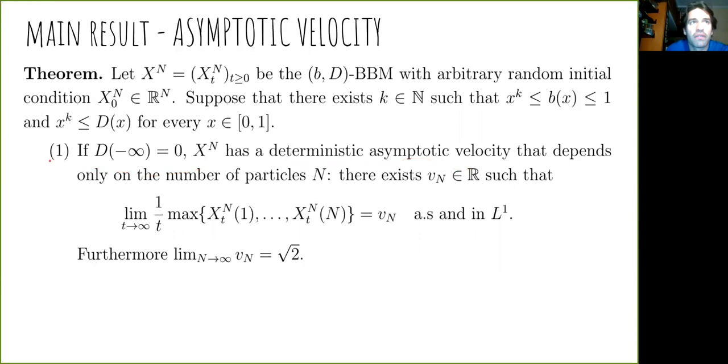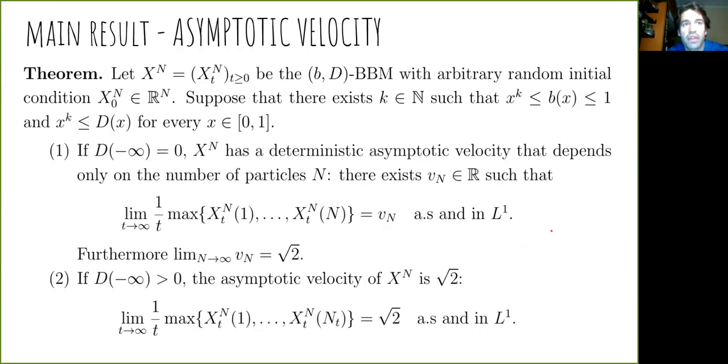Okay, the first part of our theorem refers to the case for which the number of particles is conserved, so we don't have mass at minus infinity for the probability d. And in this case, the model has an asymptotic velocity that depends only on n and not on its initial distribution. Furthermore, this sequence of velocities converges to square root of 2. In the second part of the theorem, the number of particles grows exponentially, so we are taking this positive mass at minus infinity. Here we also have asymptotic velocity square root of 2.